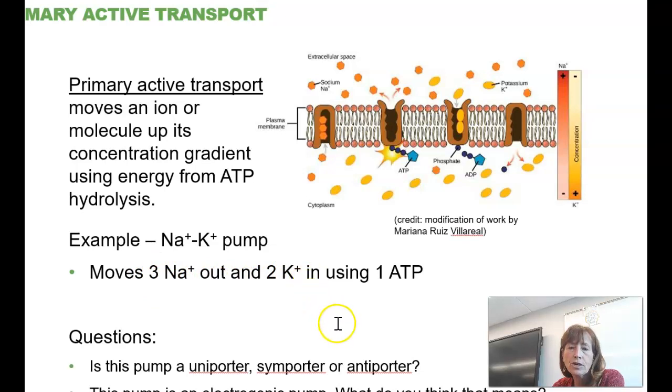So the question on this is: is the pump a uniporter, symporter, or antiporter? And this is also called an electrogenic pump, which I want you to think about what that means. We'll talk about that.